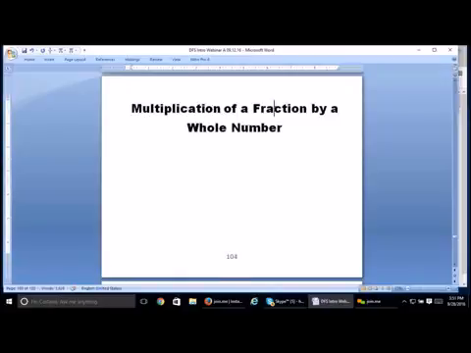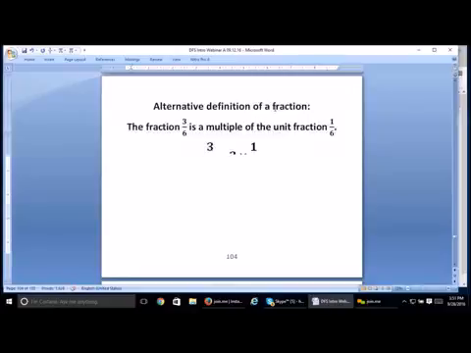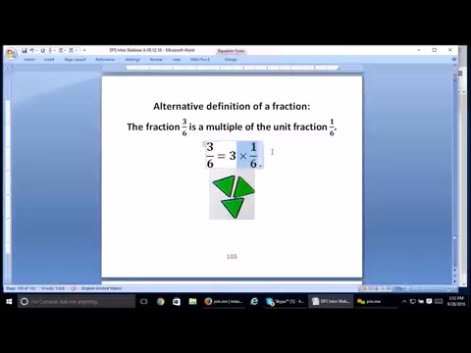Okay, another standard in the 4th grade is multiplication of a fraction by a whole number. So previously we said that 3/6 are 1/6 plus 1/6 plus 1/6. Now we learn another way to express 3 copies of 1/6 using the multiplication symbol. So 3/6 are 3 times 1/6. So this is just a short way of writing 1/6 plus 1/6 plus 1/6.